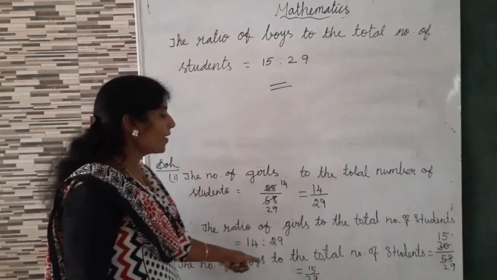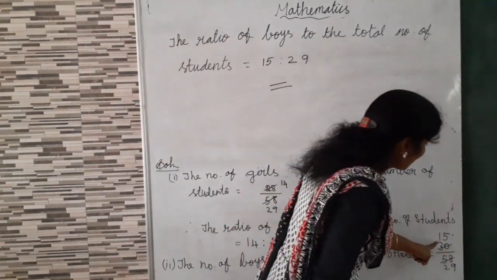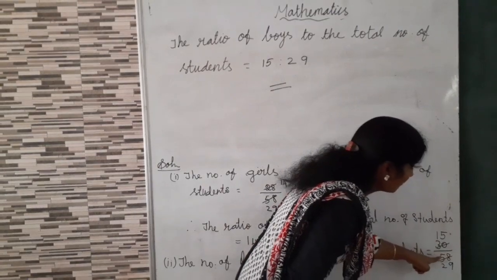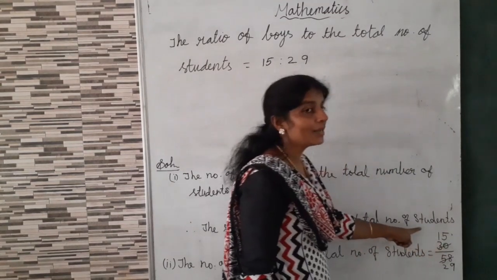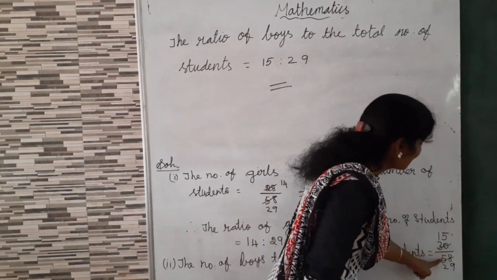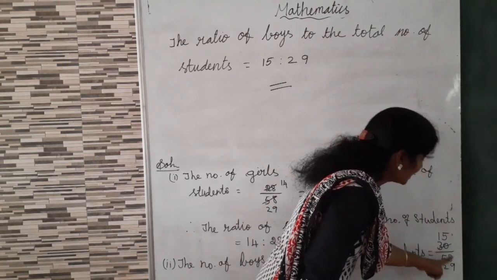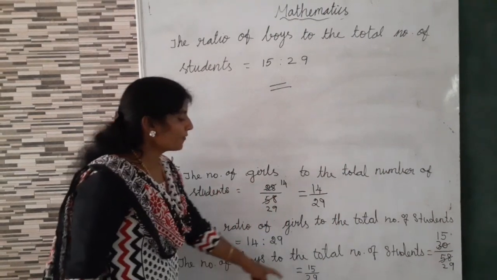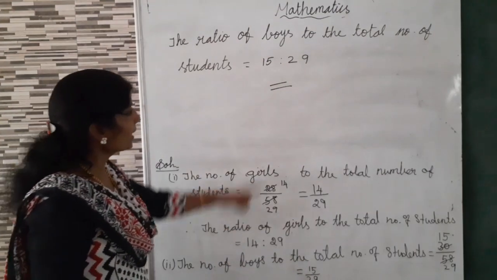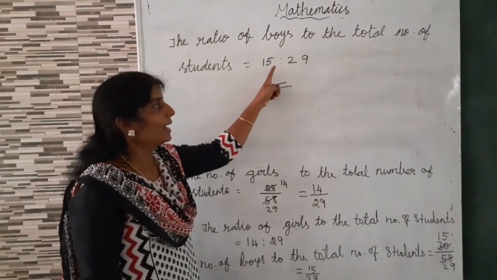Now, the number of boys to the total number of students. How many boys? 30 boys. So we can write in fraction form 30 by 58. Total 58 students. There are 30 boys. We can simplify using 2 table. 2 2s are 4, 9 2s are 18. 1 2 is 2, 1 balance 10. 5 2s are 10. So we got 15 by 29. Now we can write in ratio form. The ratio of boys to the total number of students equal to 15 is to 29.